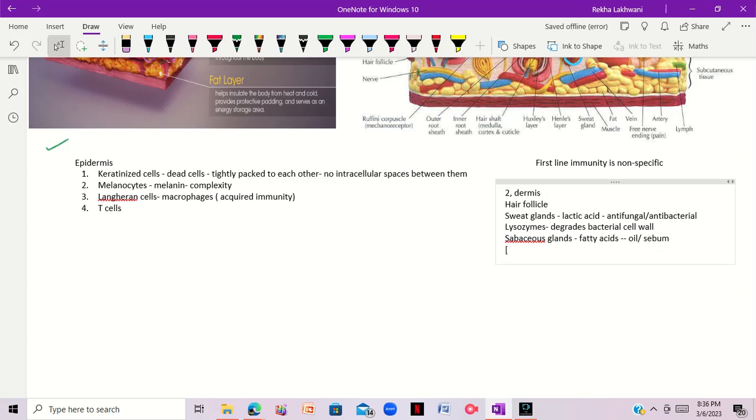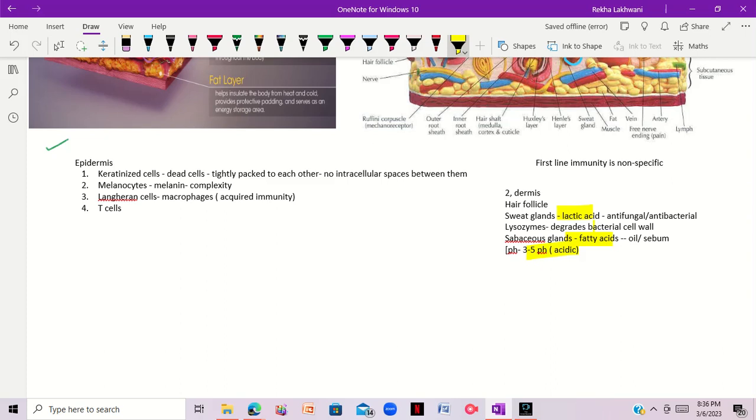Basically, the pH of the skin is 3 to 5. Okay, why does it have acidic pH? Because of the presence of lactic acid and this fatty acid, right? Must remember fatty acid and this lactic acid, because of the presence of these, the pH is acidic, right?